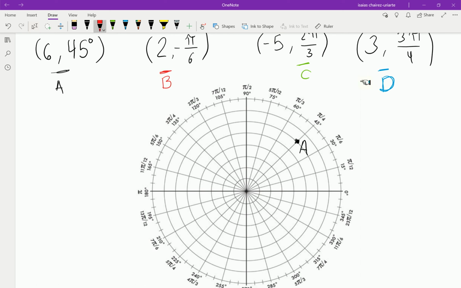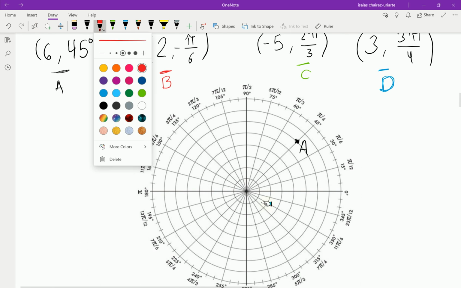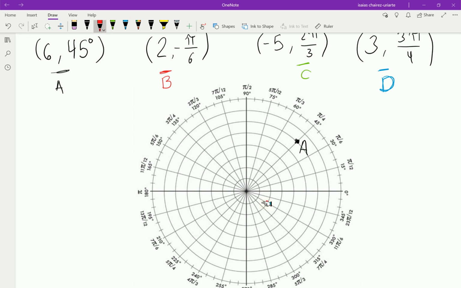Okay, so let me plot point B. To plot point B, I have to first go 2 on the polar axis: 1, 2. Now I have to go negative pi over 6. So that's clockwise. I have to go pi over 6 clockwise. That's going to put me at 11 pi over 6. So I go from 2 clockwise this way. I'm going to say that this is my point B right here. Hopefully we agree.